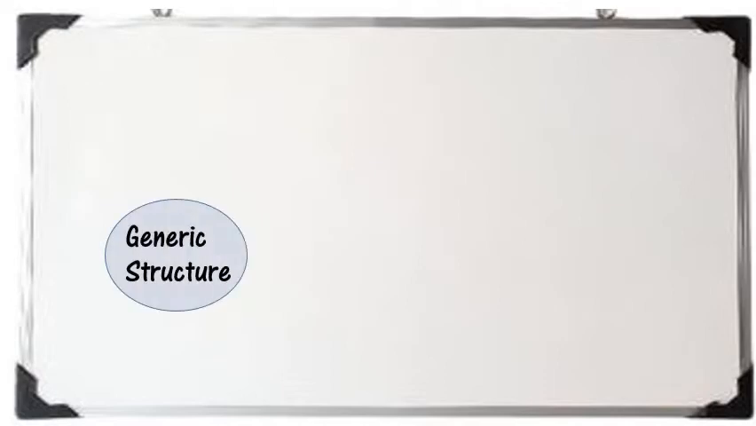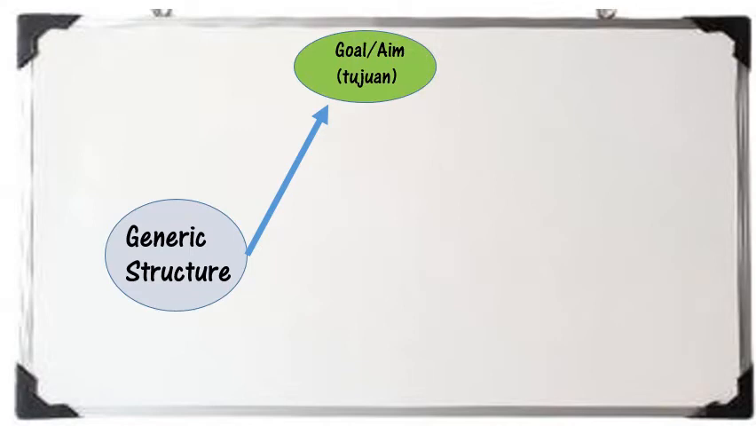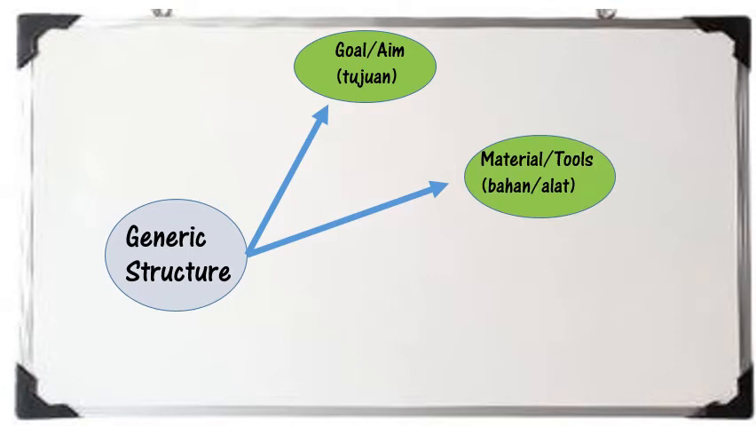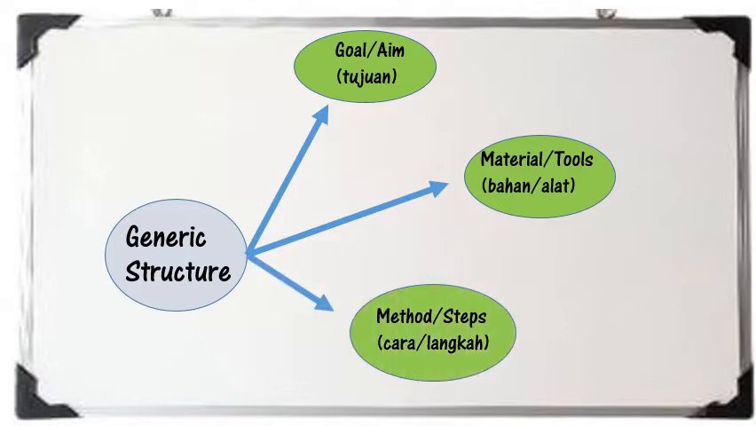Generic structure of procedure text, goal or aim. It states what is to be done, yaitu tujuan dari teks prosedur itu. Ini biasanya pada judul. Materials, listed in order of use, includes items needed or tools to complete the task. Yaitu bisa berupa daftar bahan atau alat. Method, a series of steps, yaitu cara atau langkah-langkah dalam menyelesaikan tujuan itu.